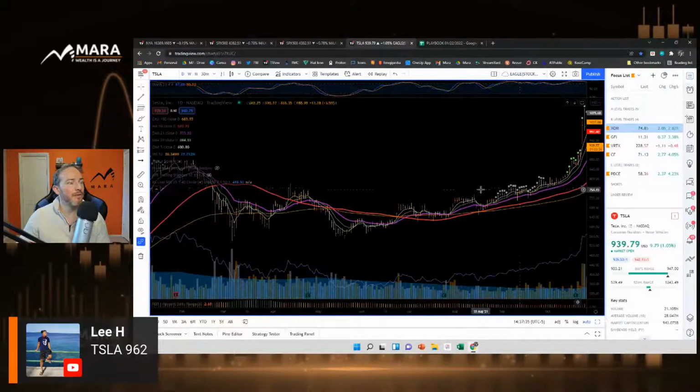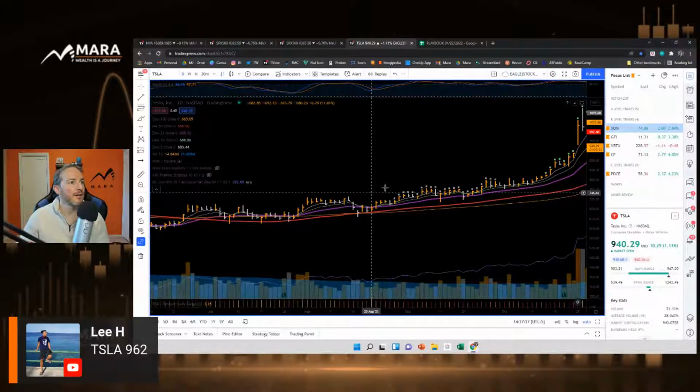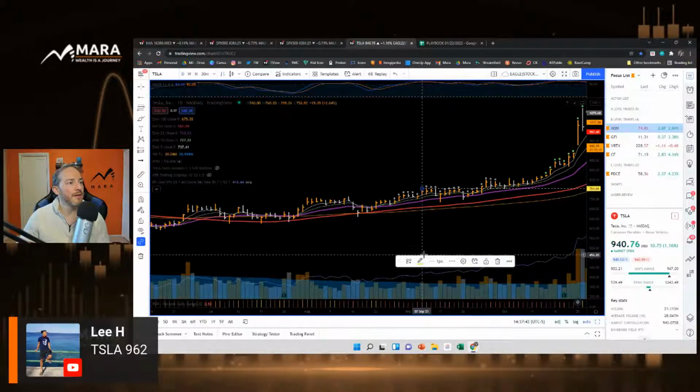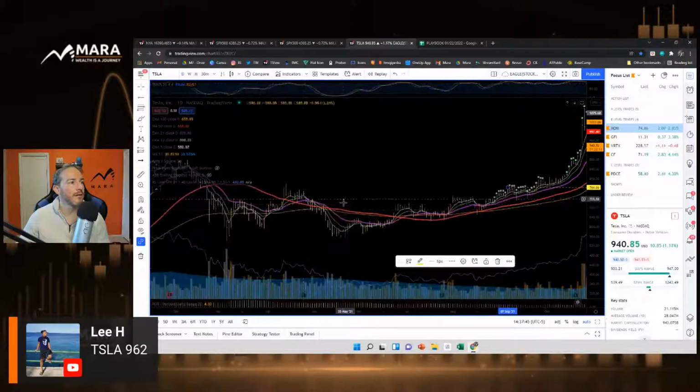And even more so over here. Look how tight this is. This is what I love to see. So it consolidated, it broke out, tested the 50, okay. Now it's consolidating a bit more. This is what VCP action is, right?